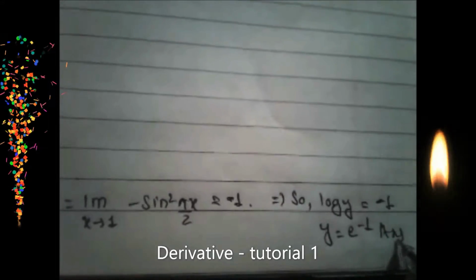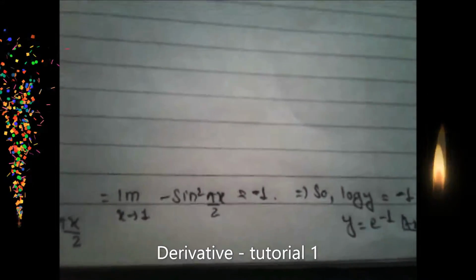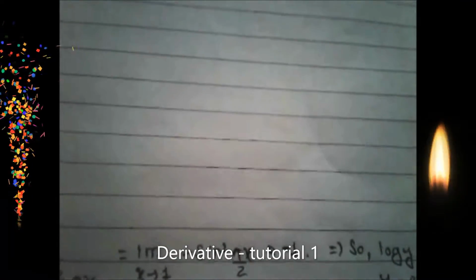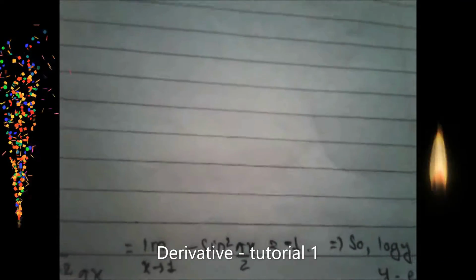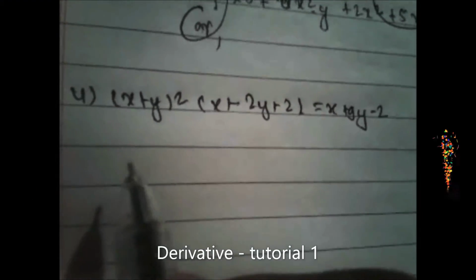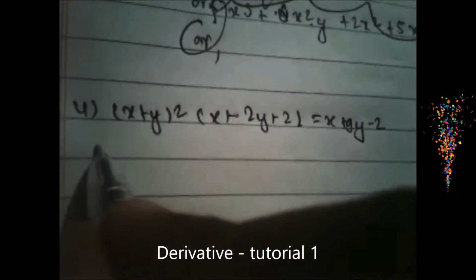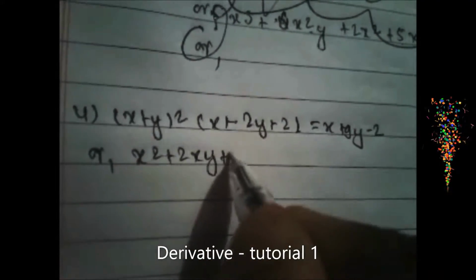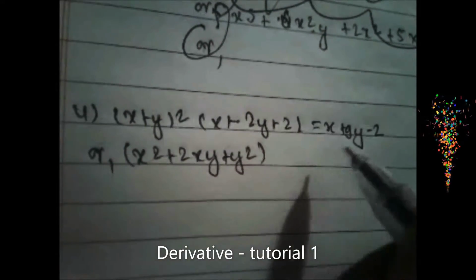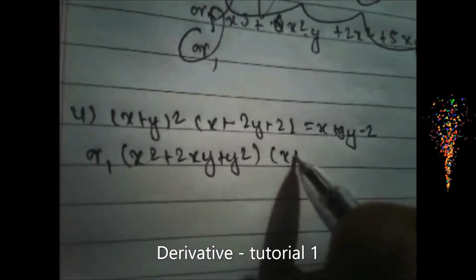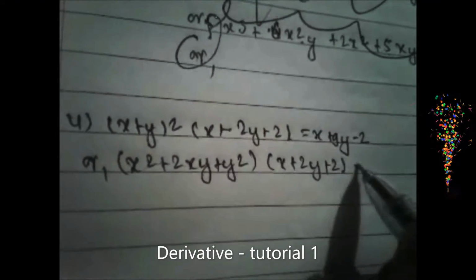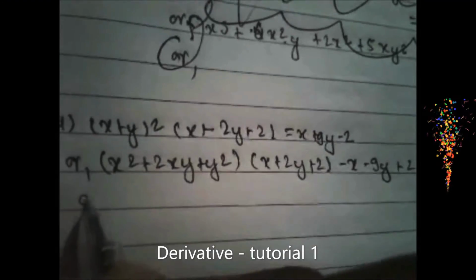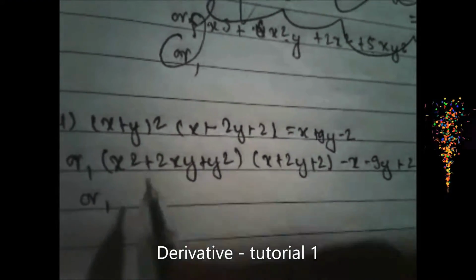Now we move to our fourth question, which is from asymptotes. This is question number 4 from asymptotes, so we are going to solve it. For x square plus 2xy plus y square, times x plus 2y plus 2, minus x minus 9y plus 2 is equal to 0.